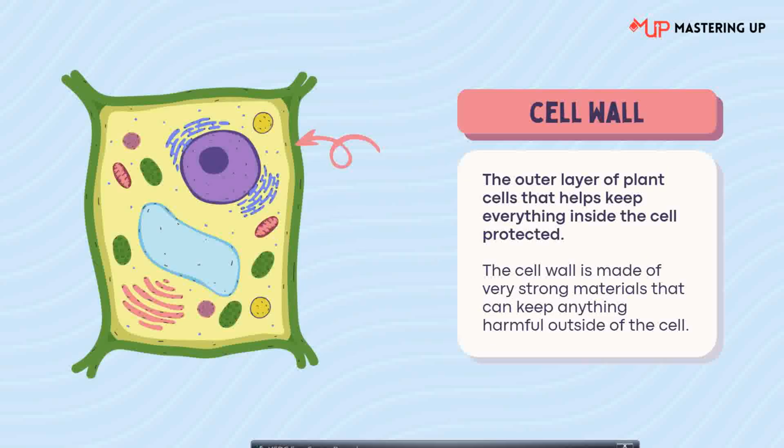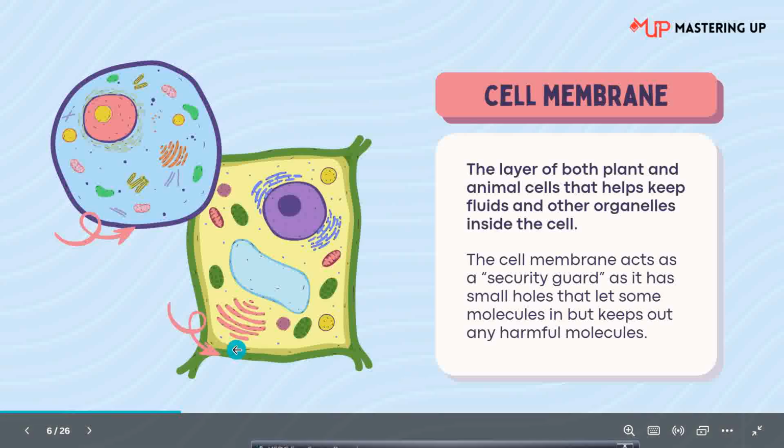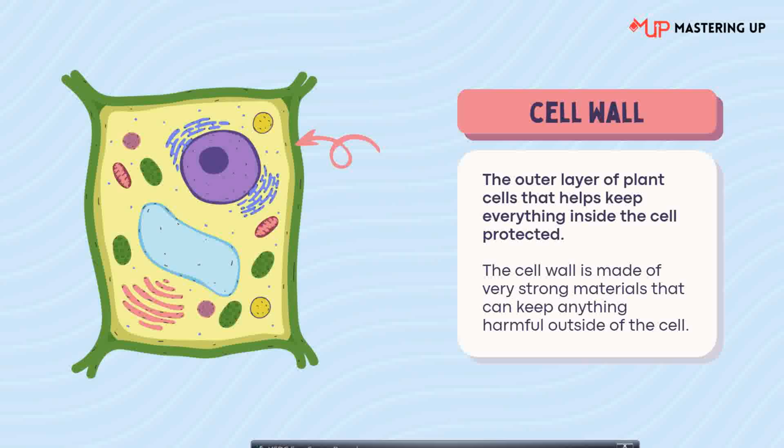Now cell wall. In the previous slide you can see the cell membrane and the cell wall both being shown as the dark green part, but let me tell you the cell wall is present outside the cell membrane. Just imagine a cell wall outside this cell membrane. So it is the outer layer of the plant cell that helps keep everything inside the cell protected. The cell wall is made up of very strong materials that can keep anything harmful outside the cell.